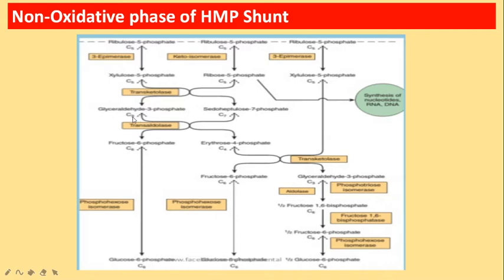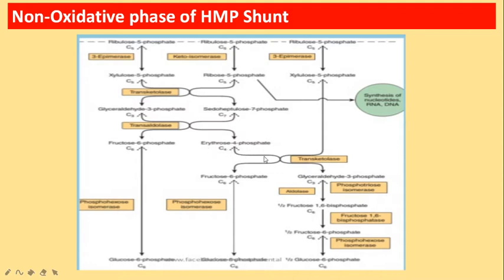Now this glyceraldehyde 3-phosphate and sedoheptulose 7-phosphate will react together in the presence of the enzyme transaldolase, to yield one molecule of fructose 6-phosphate and one molecule of the 4-carbon compound erythrose 4-phosphate. So this 10 carbon compound splits into one 6-carbon compound fructose 6-phosphate and one 4-carbon compound erythrose 4-phosphate.